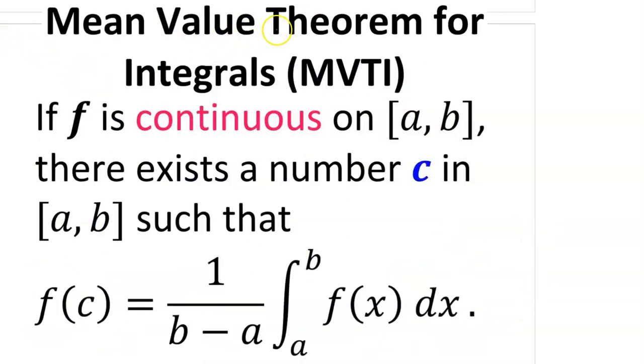Finally, we have the mean value theorem for integrals, which says that if f is continuous on the closed interval from a to b, then there exists a number c in ab such that f at c is equal to 1 over b minus a times the integral from a to b of f of x dx.